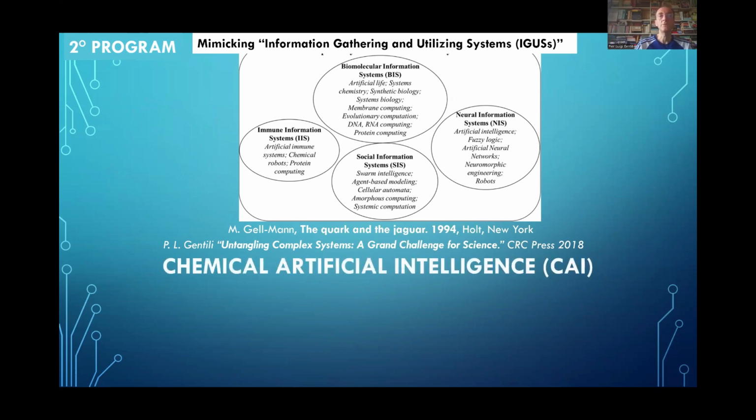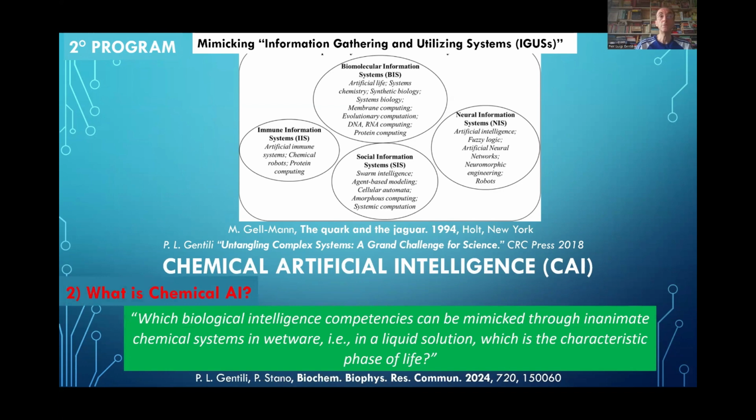The research line of chemical artificial intelligence sprouts from natural computing and is trying to answer the following heuristic questions. Which biological intelligence competencies can be mimicked through inanimate chemical systems in wetware, in liquid solutions, which is the characteristic phase of life?